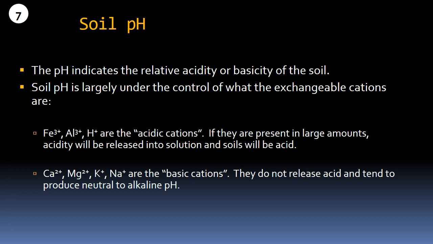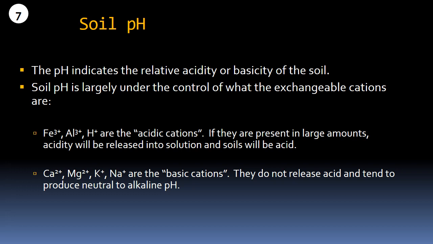condition. And this is also related to the type of cations that exist. So you have some of the cations that are called basic cations, and others are called acidic cations. For acidic cations, like aluminum, iron and hydrogen, when they exist in the soil in a large amount, and when water is added, they will be released in the soil solution, and their release will end up decreasing the soil pH, making the soil very acidic.